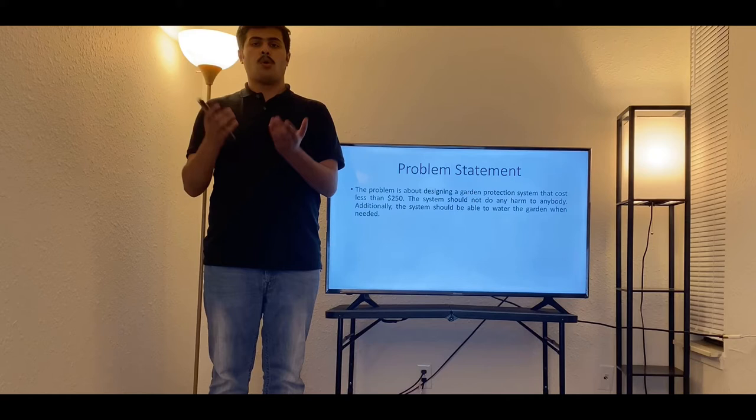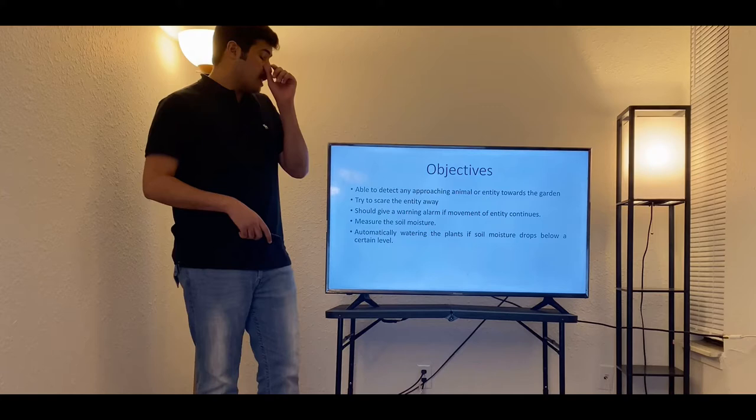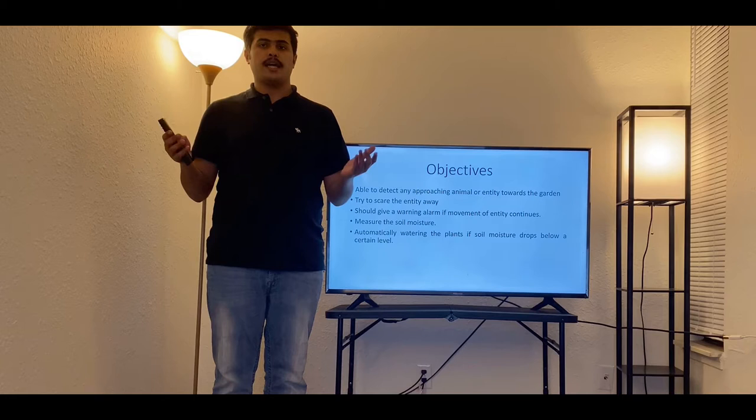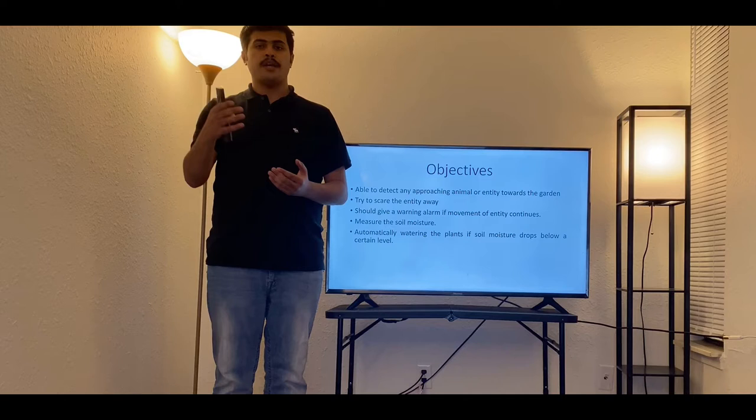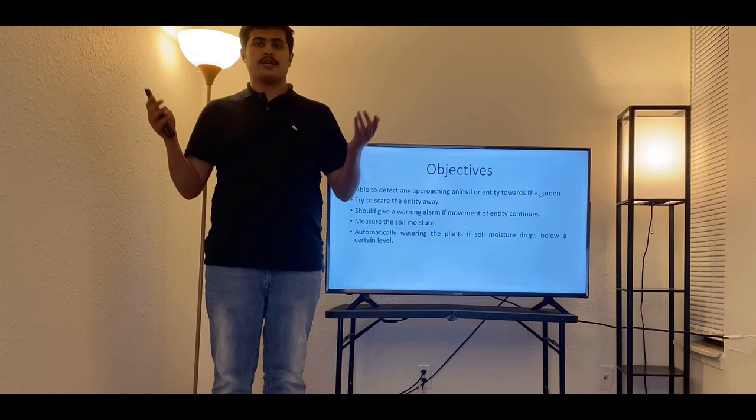Next. Objectives. Our main objectives are to detect any approaching animal or entity towards the garden. We want to scare the entity away, and if it doesn't go, then we need to give a warning. We also want to measure the soil moisture to automatically water the garden.